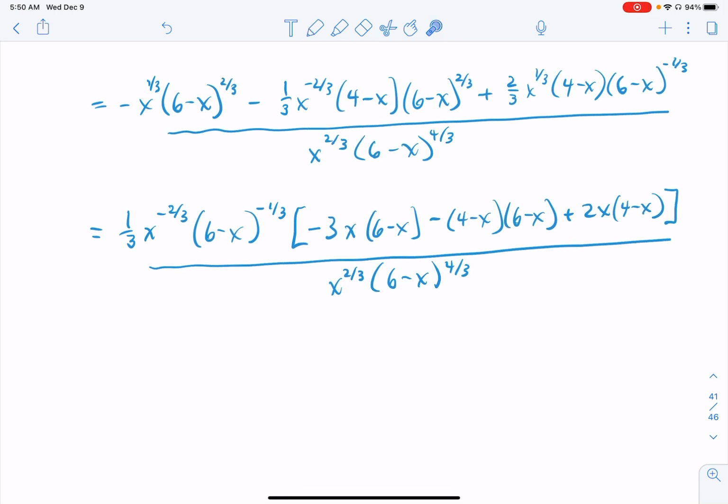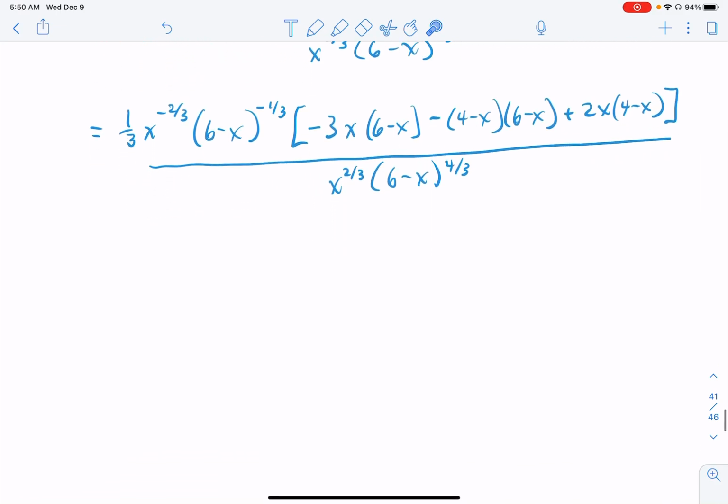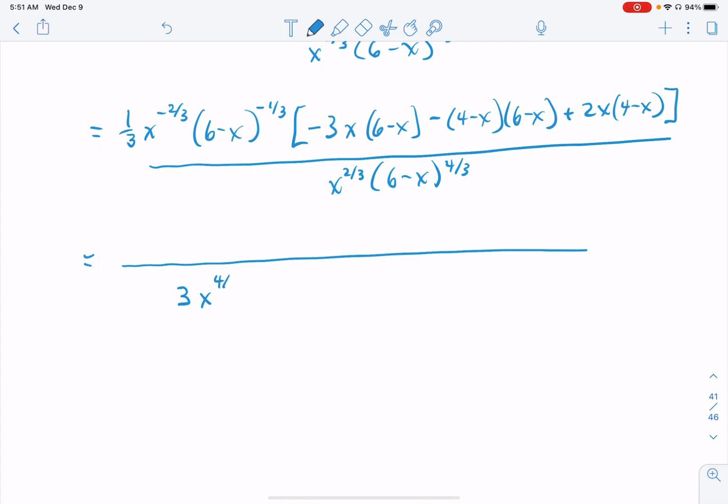Lovely. Okay, so the 3 is coming down, x to the 2/3 is coming down, 6 minus x to the 1/3 is coming down. We'll combine those exponents up. And then we have this atrocious looking thing up top. So I'll have a 3, x to the, adding those 4/3, and 6 minus x to the 5/3, adding an extra one to it.